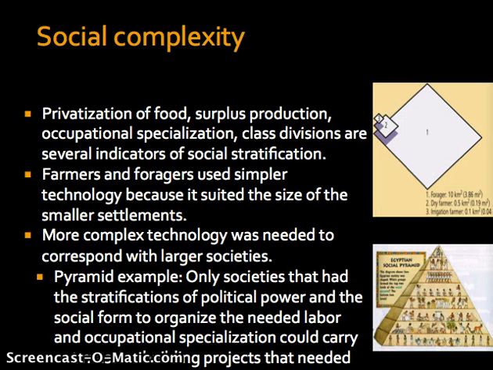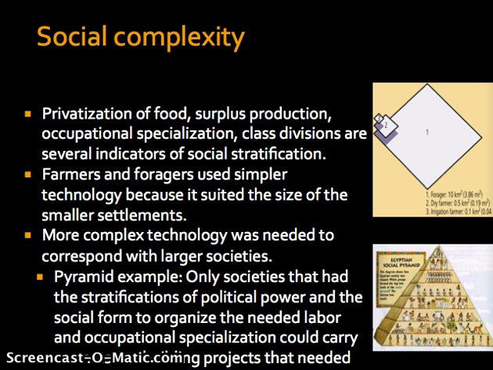With social complexity, you see privatization of food, surplus production, occupational specialization, and class divisions that are several indicators of social stratification that we can see in the archaeological record. Farmers and foragers used simpler technology because it suited the size of the smaller settlements. More complex technology was needed in order to correspond to larger societies.